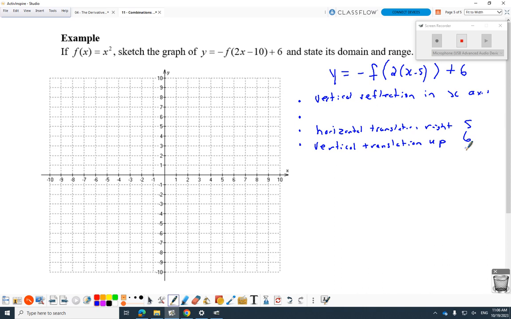You ready? Vertical translation up 6. How did the positive 6 tell you that that was up 6? It's easy, right? Outside the brackets, vertical does exactly what you expect it to do. She's already got it, right? Now, right 5. Well, that's a negative 5. What are you talking about, Hazel? How can it be right 5 when it's minus 5? In the bracket, the horizontal ones go against our intuition.